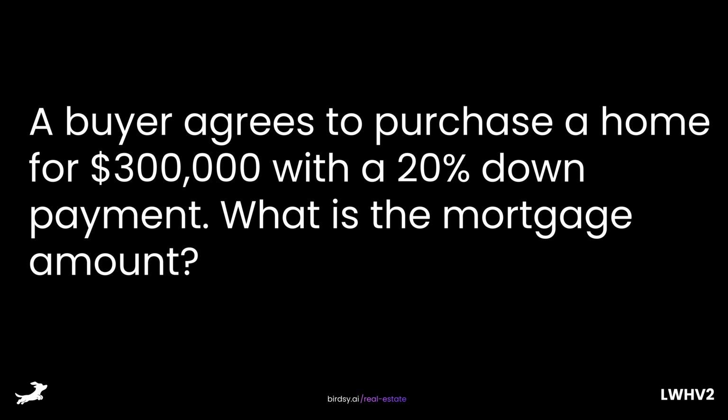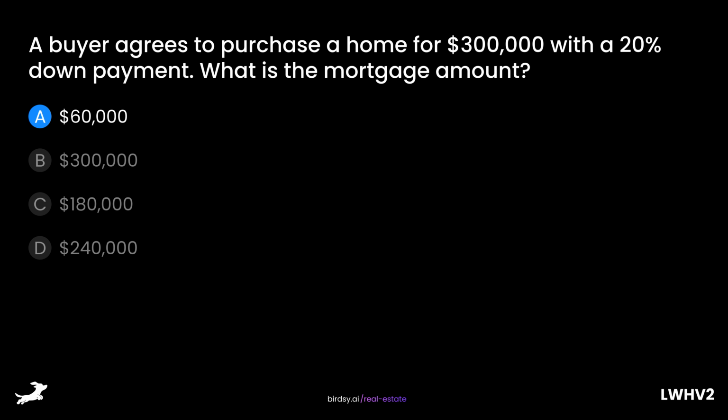A buyer agrees to purchase a home for $300,000 with a 20% down payment. What is the mortgage amount? Is it A, $60,000, B, $300,000, C, $180,000, or D, $240,000? The answer is D, $240,000.